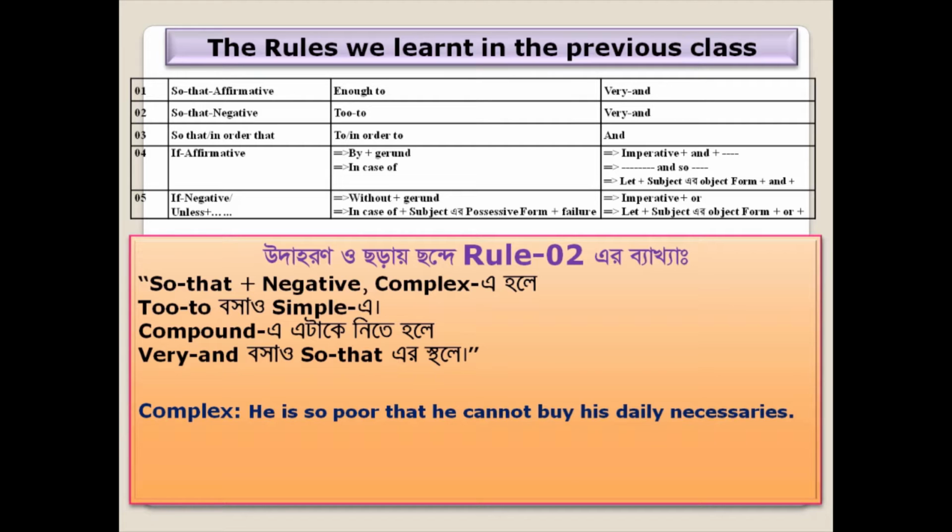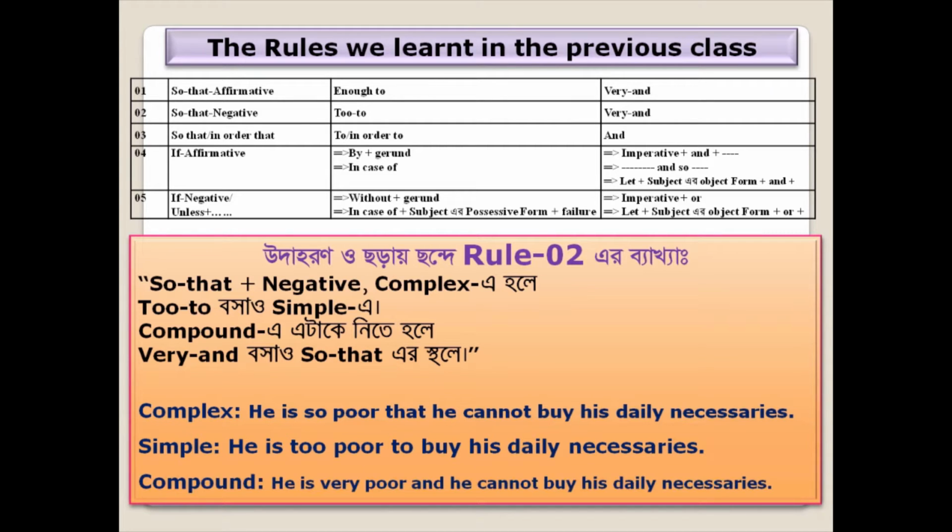Complex, he is so poor that he cannot buy his daily necessaries. Simple, he is too poor to buy his daily necessaries. Compound, he is very poor and he cannot buy his daily necessaries.